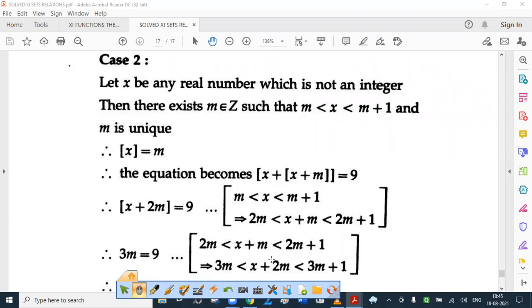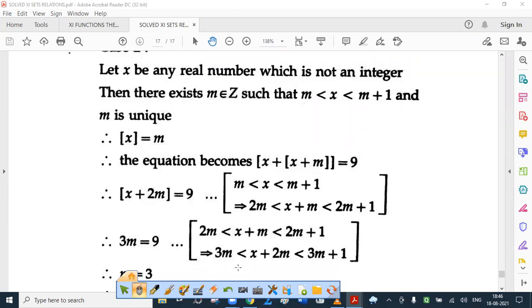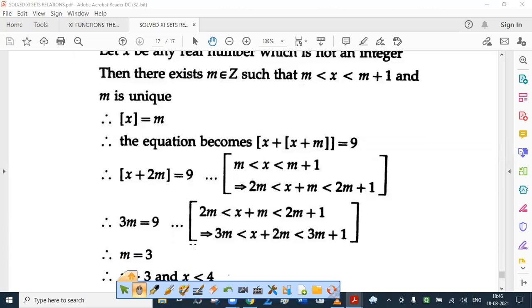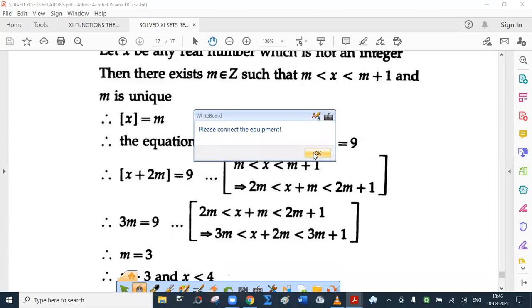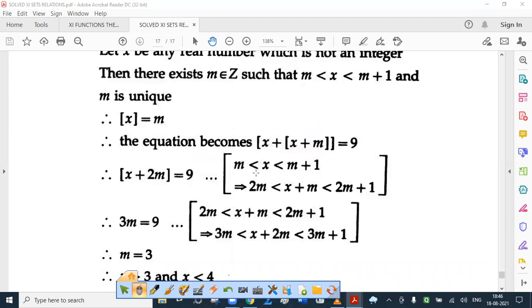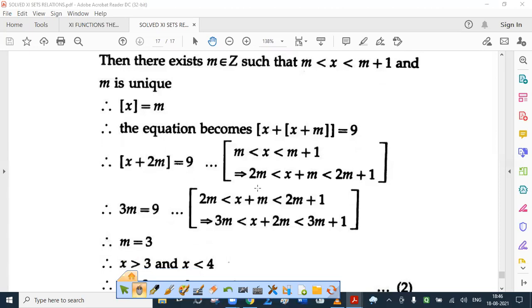Again add m to this. So this becomes x plus 2m. It lies between 3m and 3m plus 1. So nearest integer to the left, 3m. So 3m is 9. So m equal to 3. This means x is greater than 3 but less than 4.